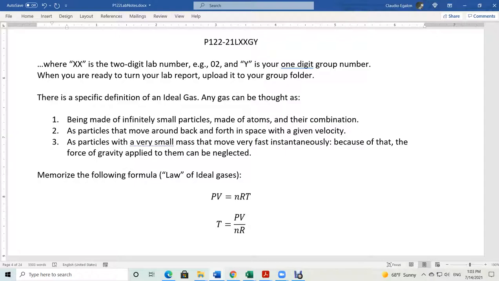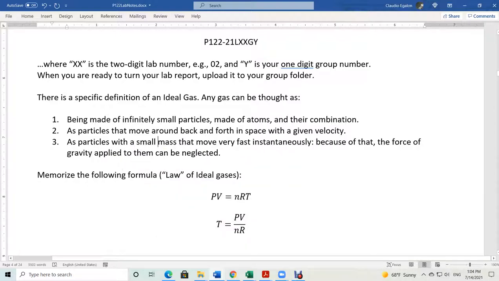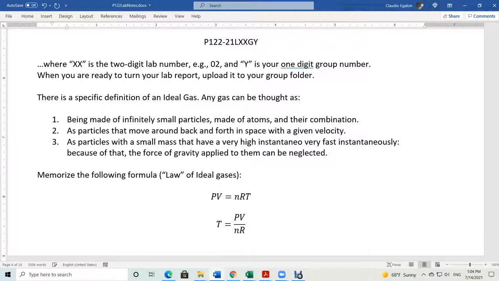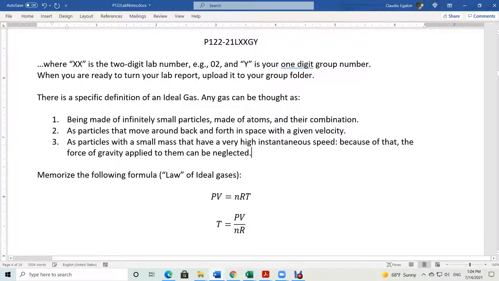So it is as though those particles were always in a constant state of free fall, floating with a given velocity, back and forth. You give a little velocity there, they move in this way, just like astronauts in the space shuttle, right? Astronauts in the space station can move in any direction with a given velocity, up and down, back and forth, with a small mass that move very fast, that have a very high instantaneous speed. Because of that, the force of gravity applied to them can be neglected.